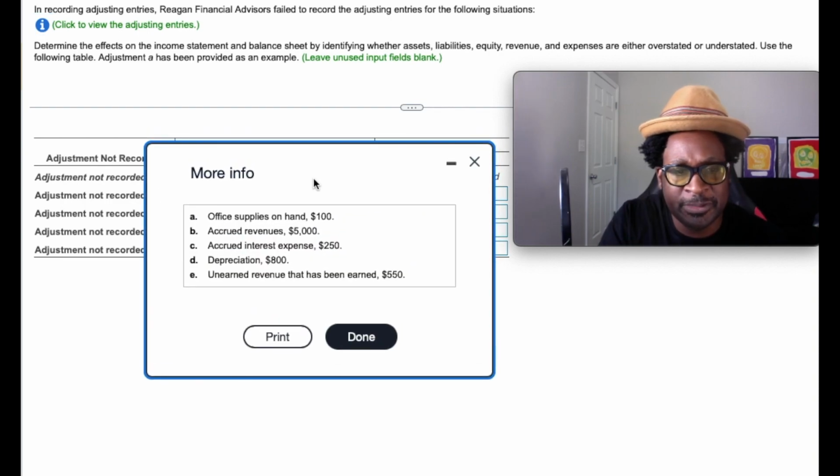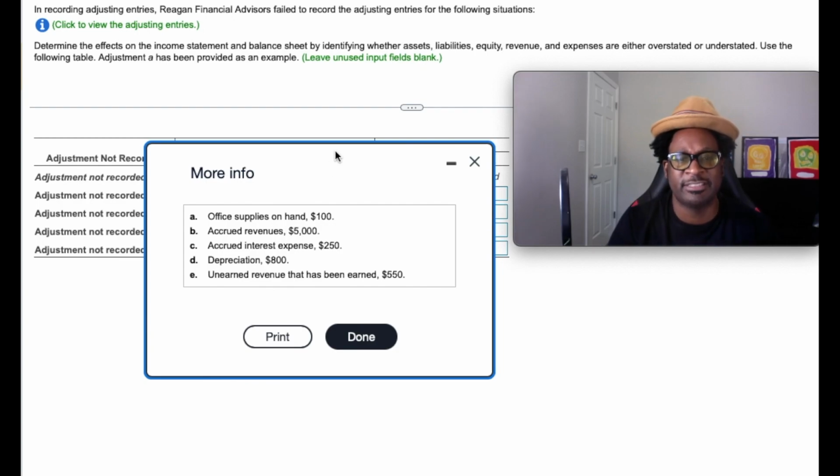The very first one tells us that office supplies on hand is $100. What do we have to understand about office supplies? Office supplies, in terms of adjusting supplies, is treated just like a prepaid. How is that? Well, we know what prepaid expenses are. Supplies aren't considered prepaid expenses. However, when it's time to adjust supplies, when we use up supplies, our recordings are the same.